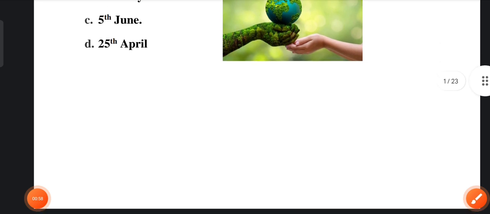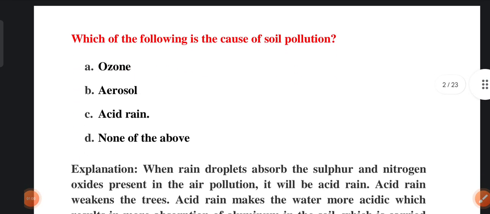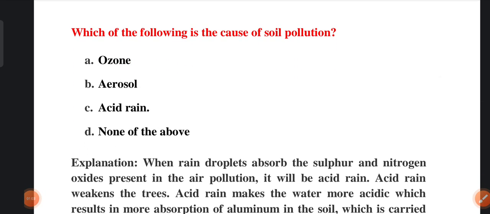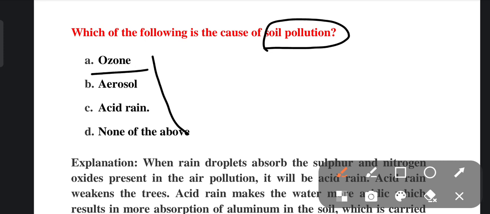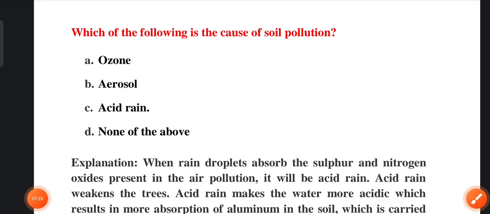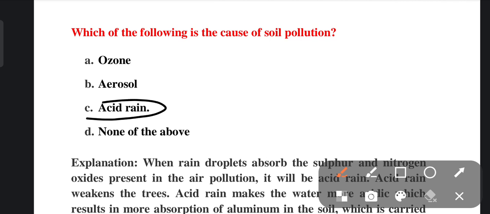So the next question is, which of the following is the cause of soil pollution? Soil is nothing but earth. Okay. So which of these four options is a cause of soil pollution? Options are ozone, aerosol, acid rain, none of the above. So the right one is acid rain.